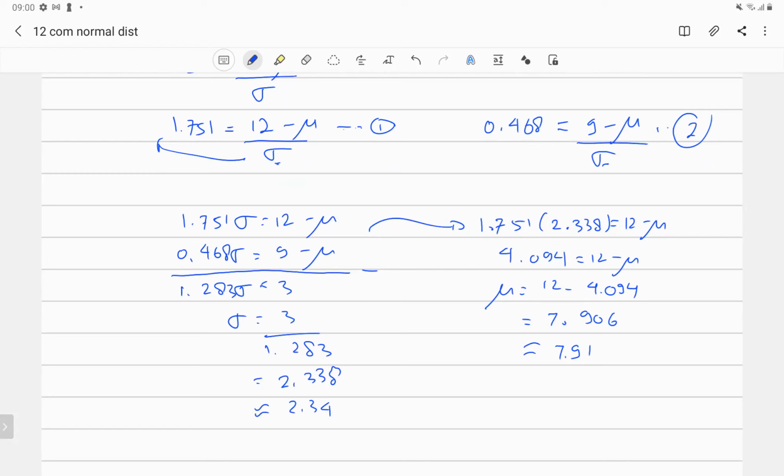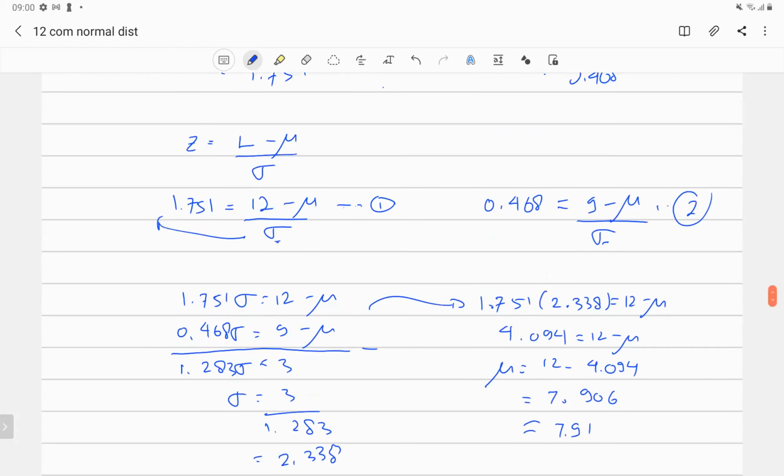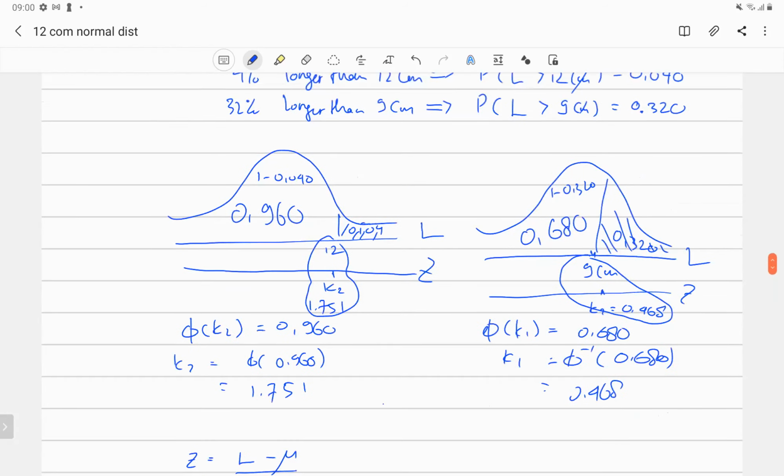In this case, we rely on the knowledge. If we know the area of the graph, we can find out the value of the z-score. That's the understanding we're going to have.